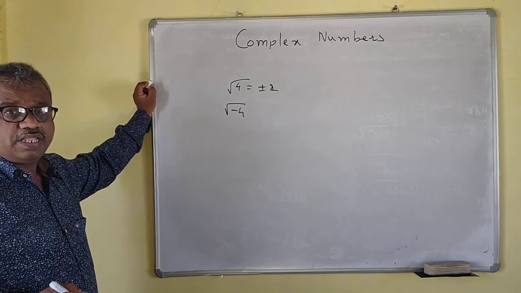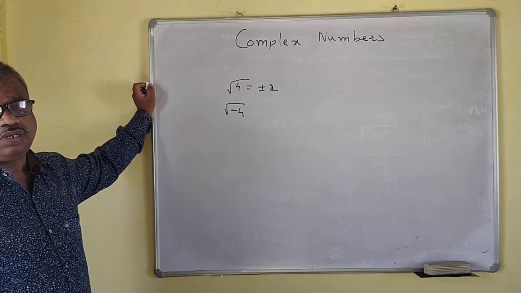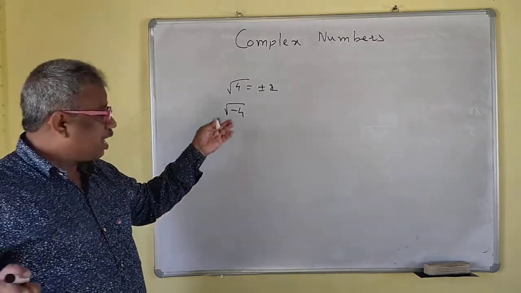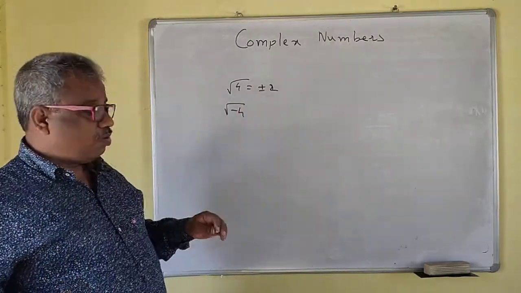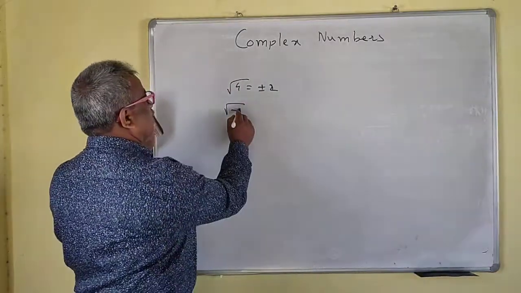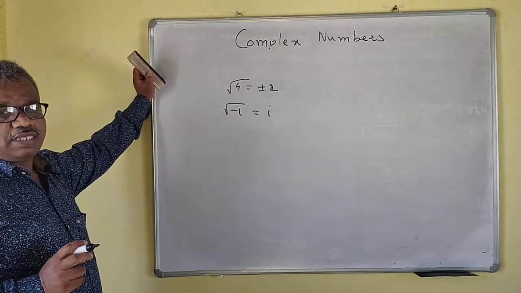The square of every real number is positive. That means the root of minus 4 does not exist as a real number. So to find the root of such numbers, we need complex numbers. What we will do is take the root of minus 1 as i. Root of minus 1 is i.